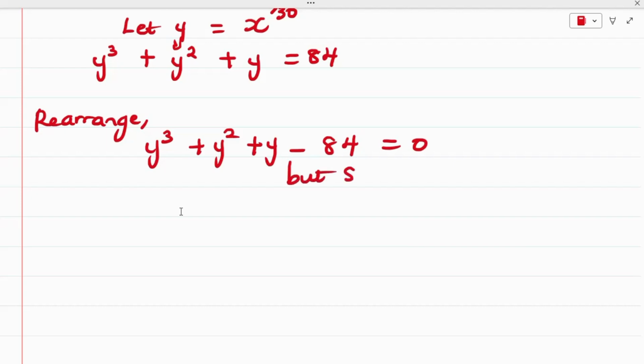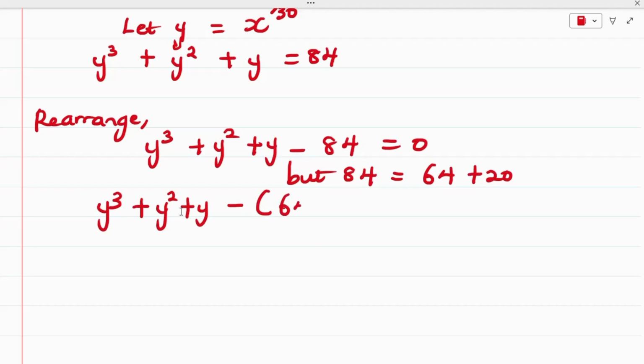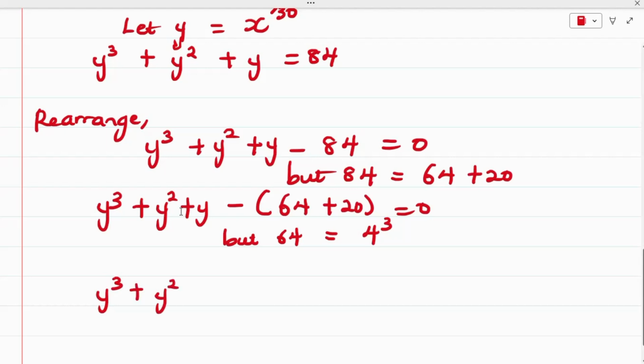But we know that 84 can be expressed as 64 plus 20, right? So this becomes y raised to the power of 3 plus y squared plus y minus (64 plus 20) equals 0. But 64 can be expressed in terms of 4 as 4 raised to the power of 3. So we have y raised to the power of 3 plus y raised to the power of 2 plus y minus (4 raised to the power of 3 plus 20) equals 0.